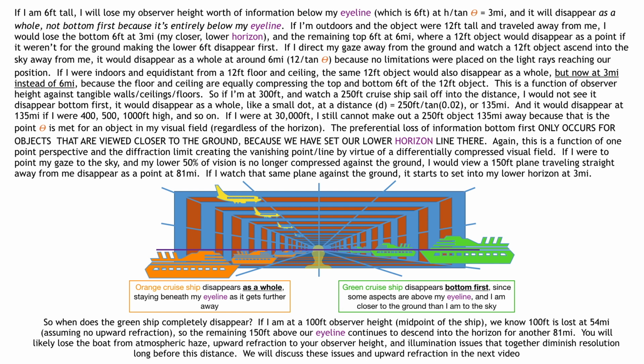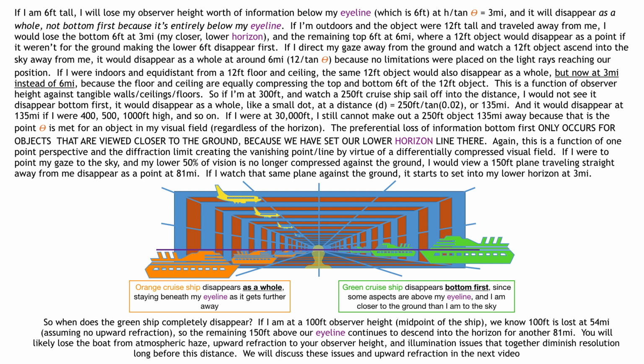So if I now direct my gaze away from the ground and away from those compressed lower visual field angles, and look to the sky, and now I view my 12-foot object, it's going to ascend into the sky away from me, it would disappear as a whole, as a single unit, not bottom first or top first or anything. It's going to disappear as a single point at around 6 miles, which is 12 foot divided by tangent theta, because no limitations were placed on the light rays reaching our position, like a wall or ceiling or floor.